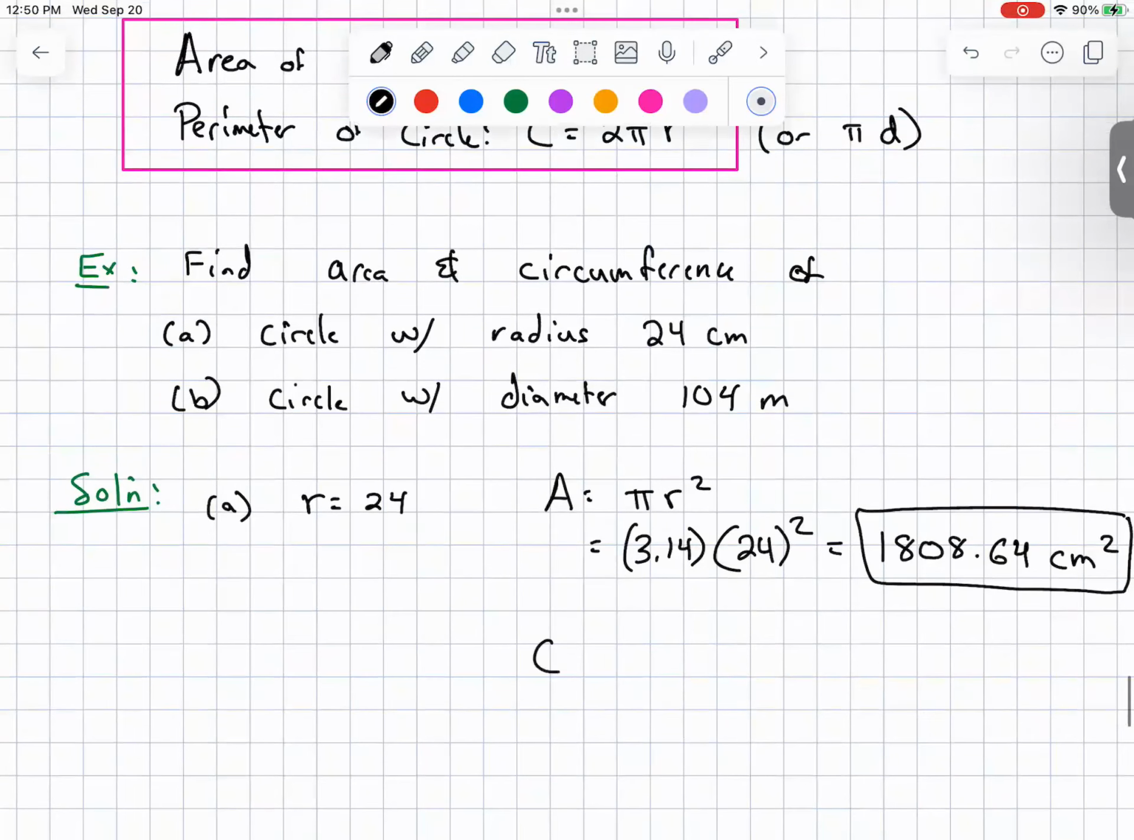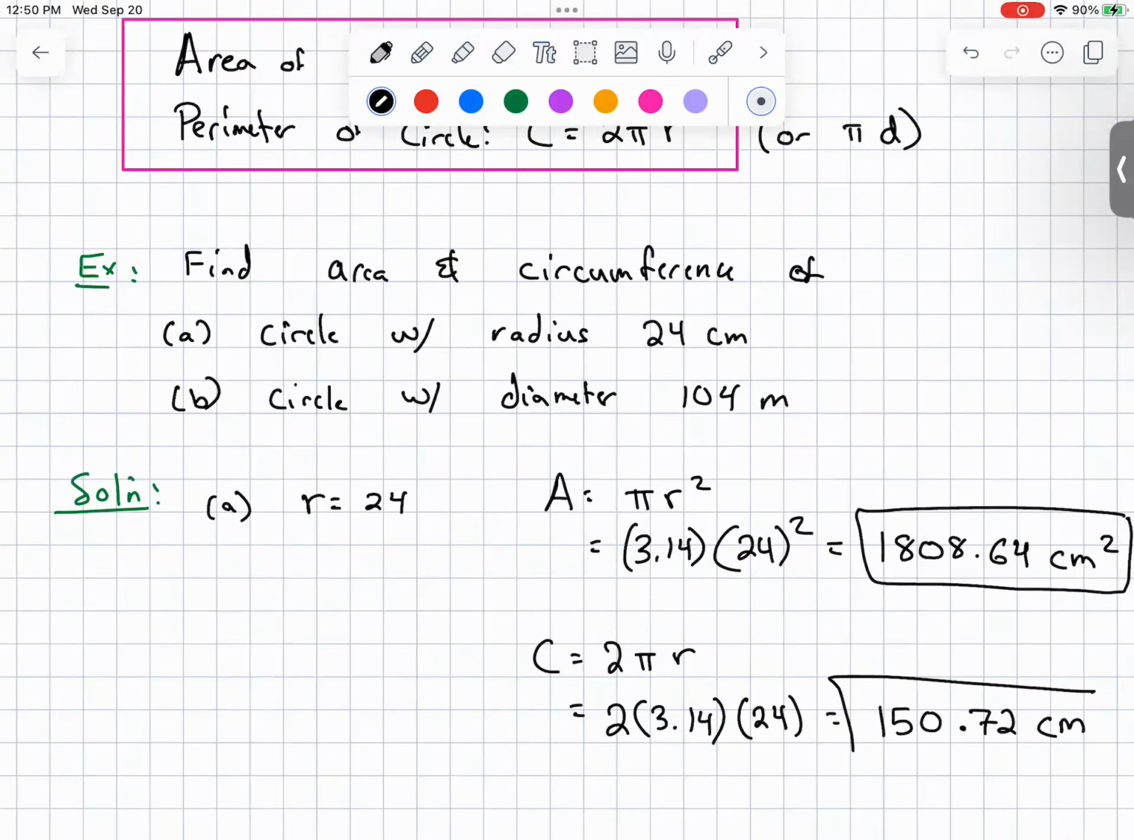And then circumference would be 2 pi r, which we're going to do 2 times 3.14 times that 24. That should be 150.72. And this is a measurement of distance, so it's just going to be centimeters. Area is a two-dimensional measurement, while circumference and perimeter are one-dimensional. So that's why it's just centimeters, not centimeters squared.